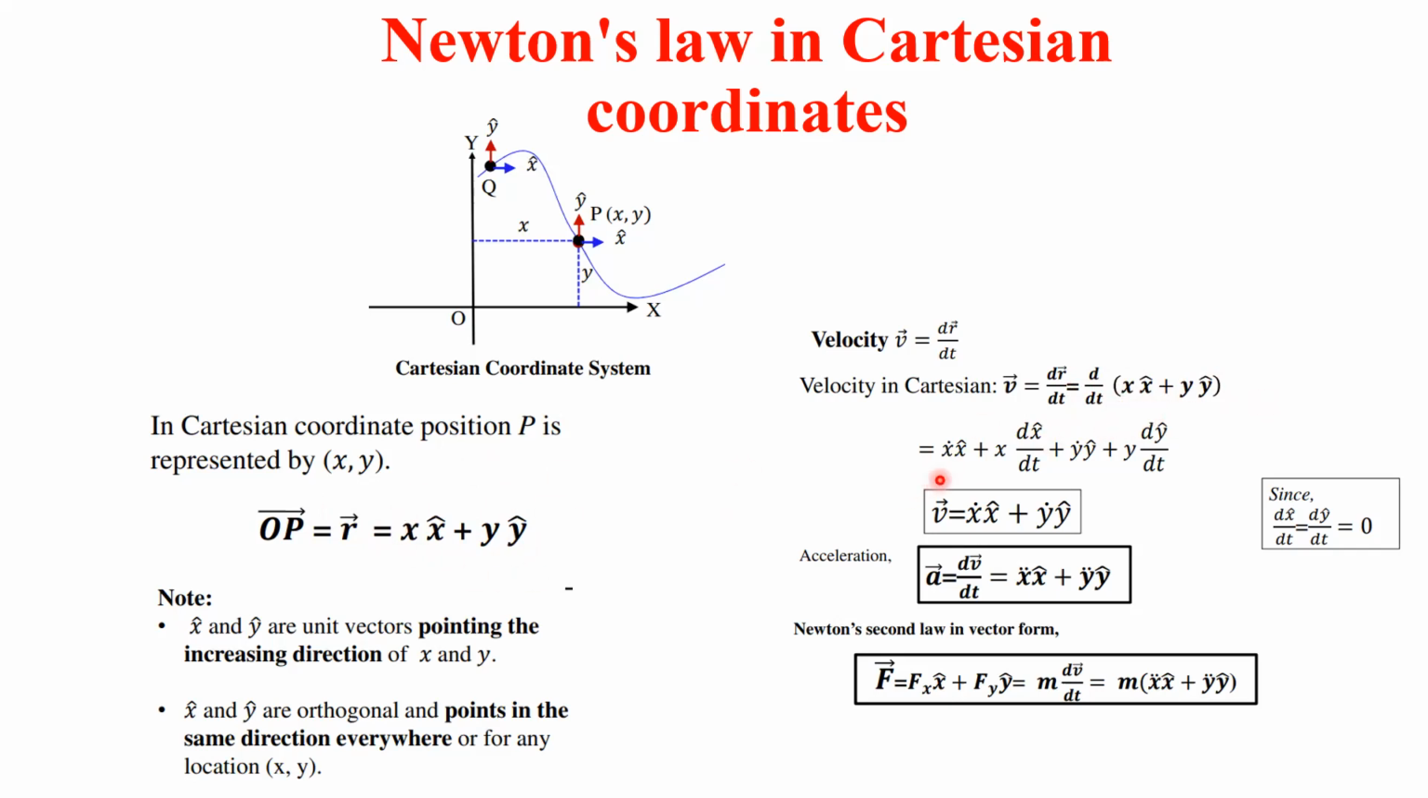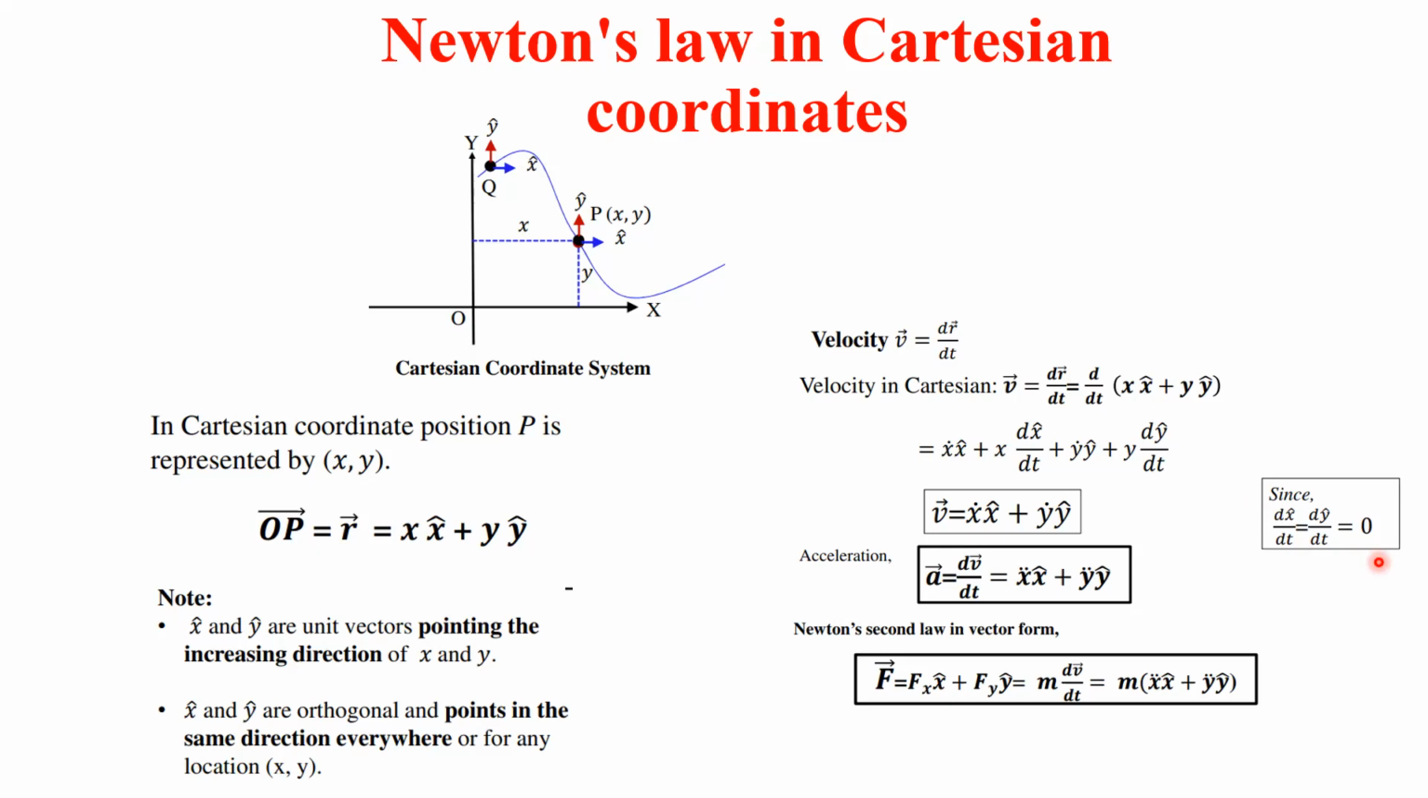Therefore, x dot x cap plus x into dx cap by dt plus y dot y cap plus y into dy cap by dt. But we know that x cap and y cap are unit vectors, constant vectors in fact. If you differentiate them, it becomes 0. Therefore, dx cap by dt and dy cap by dt are equal to 0 here.